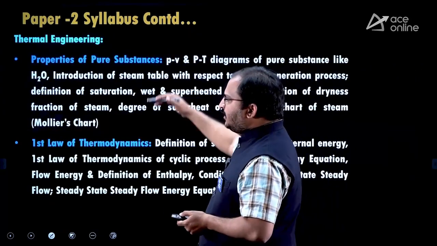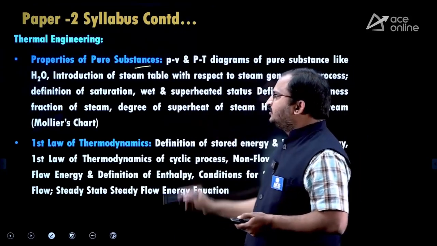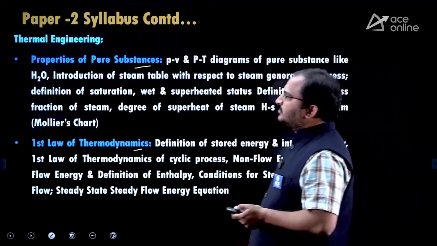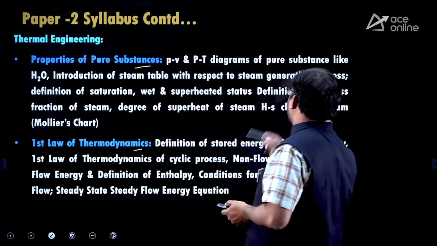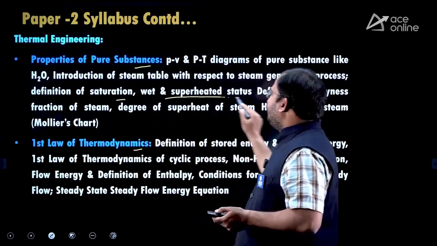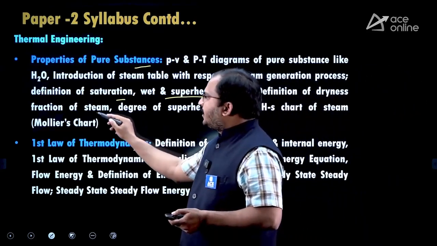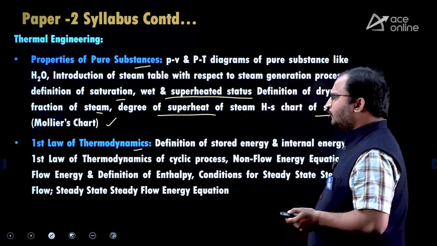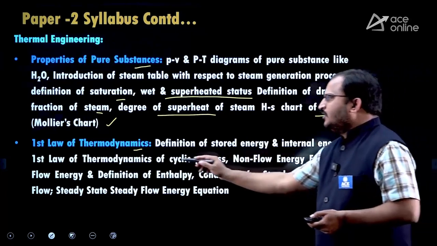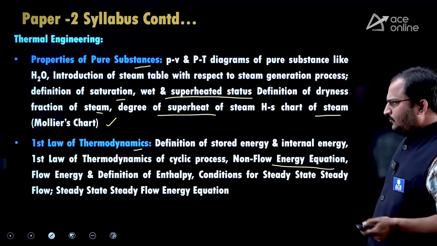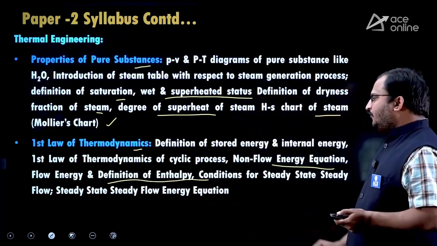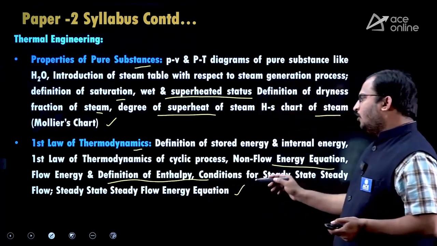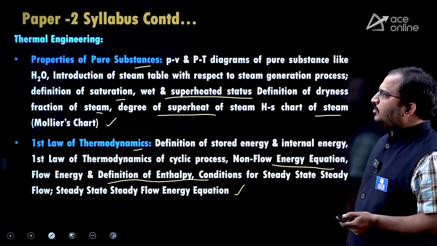Then coming to thermal engineering, here you can see the elaborate syllabus. Properties of pure substances: PV and PT diagrams of pure substances like H2O, introduction of steam tables with respect to steam generation process, definition of saturation, wet and superheated status, definition of dryness fraction of steam, degree of superheat of steam, HS chart of steam, or you can call it the Mollier chart. Then definition of stored energy and internal energy, first law of thermodynamics for cyclic process, non-flow energy equation, flow energy and definition of enthalpy, conditions for steady state, steady flow energy equations. All these are given in the first law of thermodynamics syllabus.